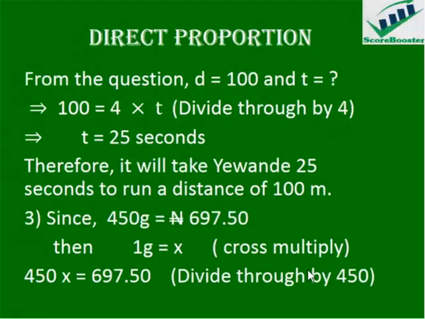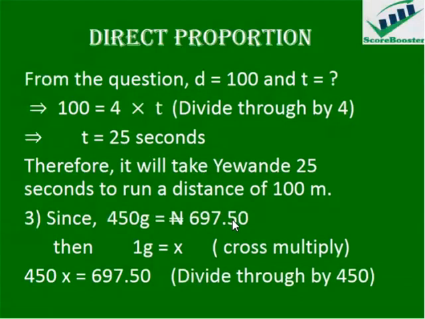So the third question says, in a particular market, 450 grams of mushroom is sold for 697 naira 50 kobo. We are asked to obtain the value 1 kilogram of mushroom costs. We can see that the question is in grams, but we have to give the answer in kilograms. That is when conversion of units comes in. So 450 grams of mushroom is sold for 697 naira 50 kobo.